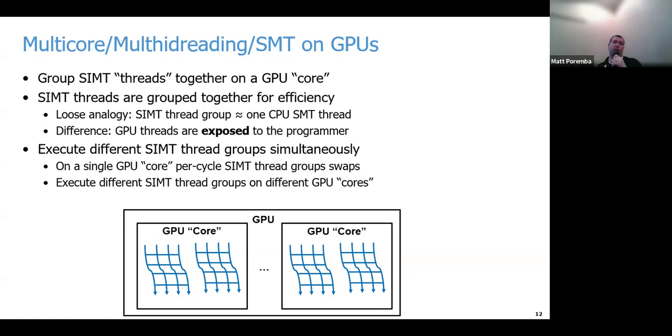And because they're explicitly exposed to the programmer, and because they're doing independent work, that means that we might execute different SIMT thread groups simultaneously. So you can have more than one group on a GPU core, and we'll swap between them as soon as we run into these long latency operations. And then we'll execute different SIMT thread groups on different GPU cores concurrently. So you can imagine if we have millions of threads and we're letting many of them run on a core at a time, we're going to get lots and lots of parallelism and lots of concurrency.